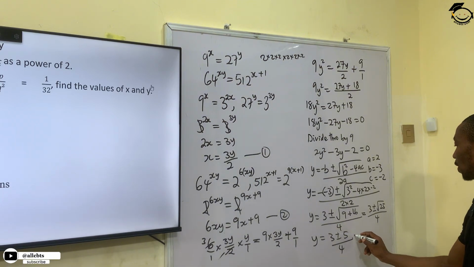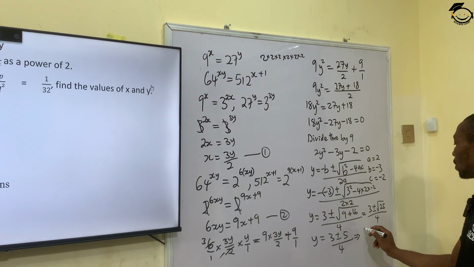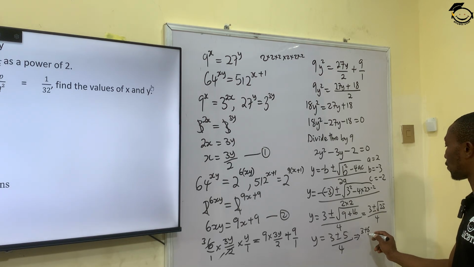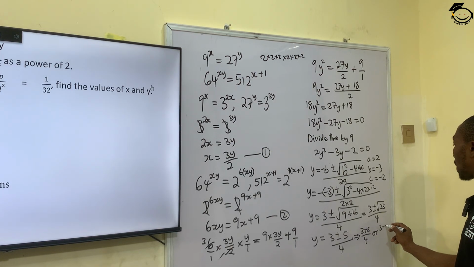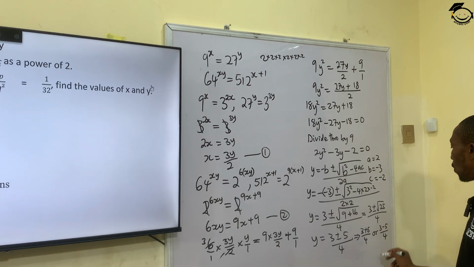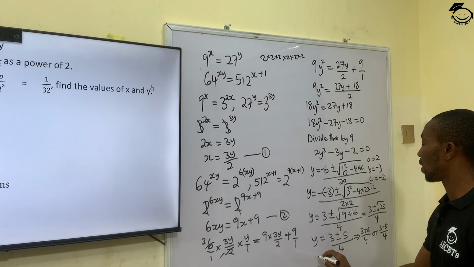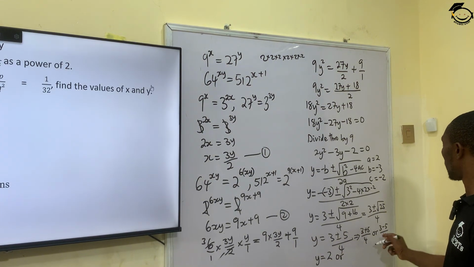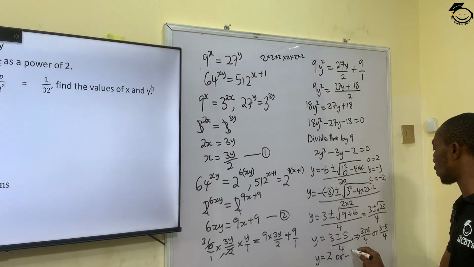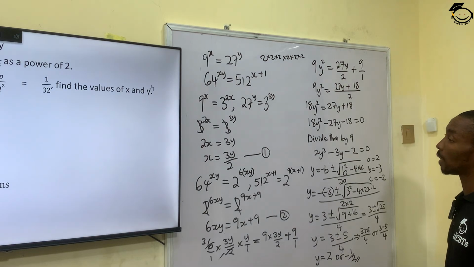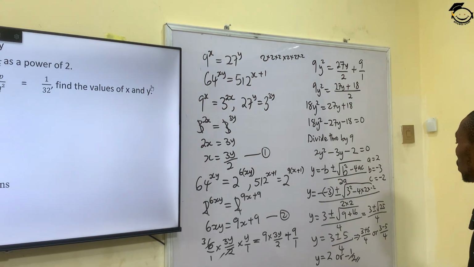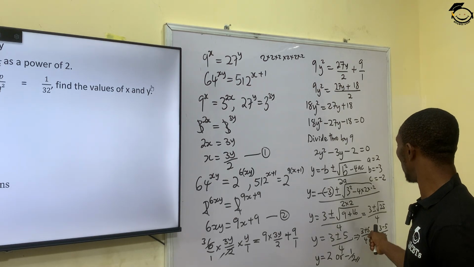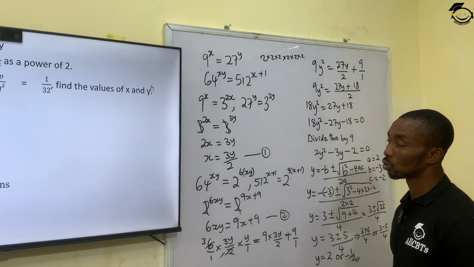Okay, now expanding this, we have it as 3 plus 5 over 4 or 3 minus 5 over 4, which leaves us with y equals 8 over 4, which will give us 2, or 3 minus 5 will give us minus 2, so that will give us minus 1 over 2. So the value of y will become minus 1 over 2, or 8 divided by 4 will give us 2.